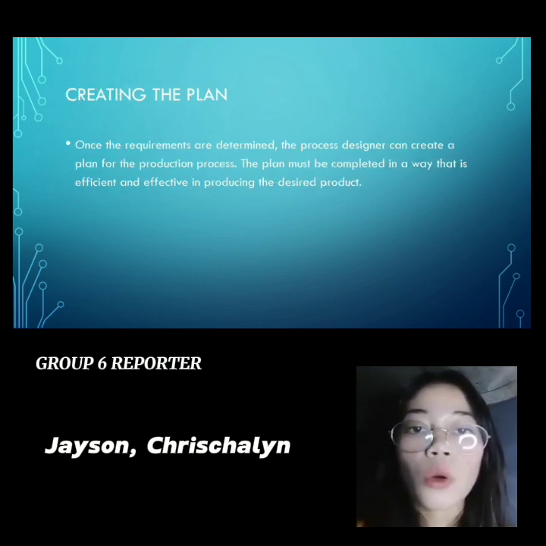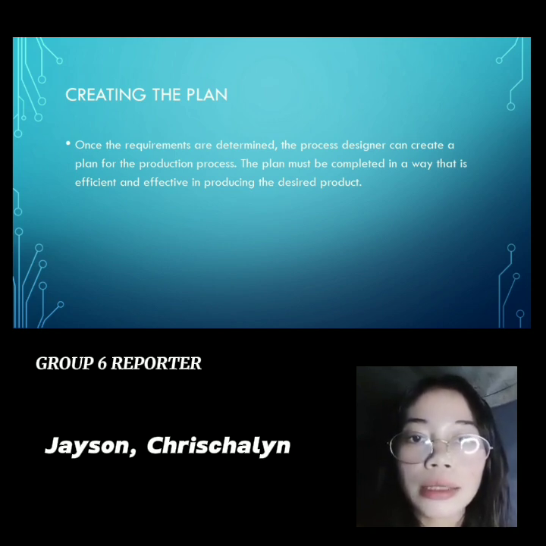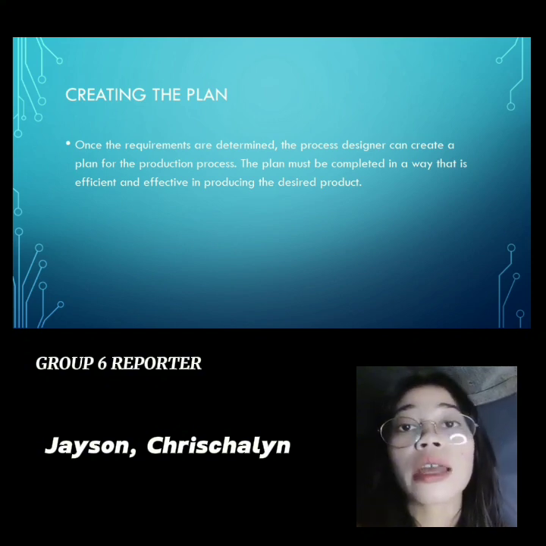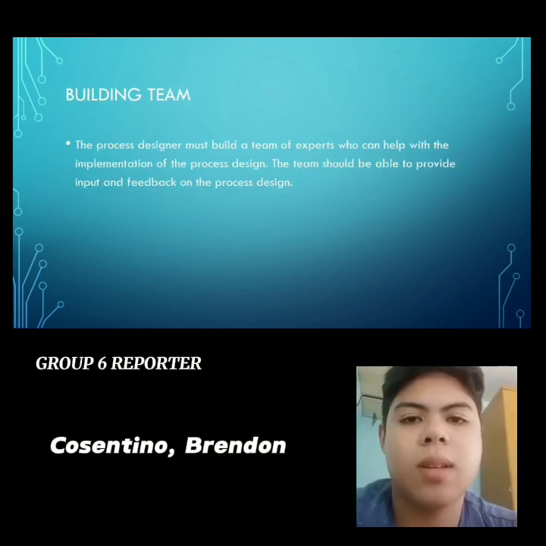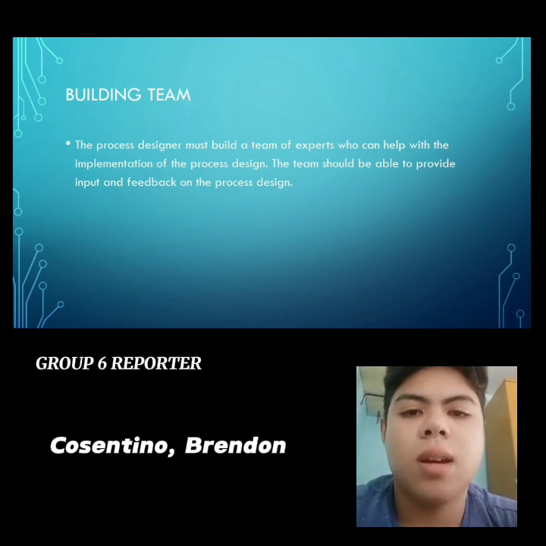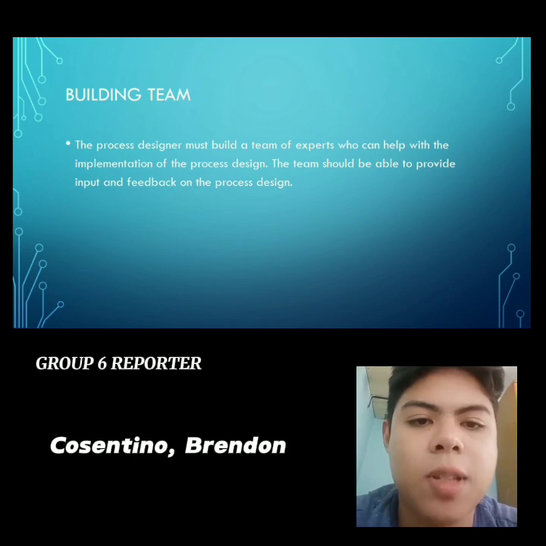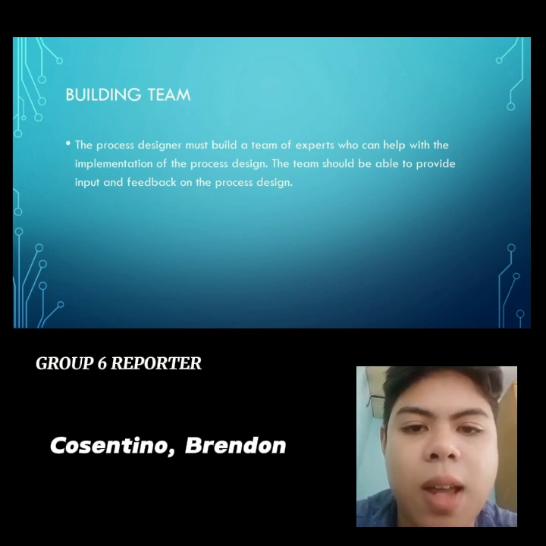Creating the plan. Once the requirements are determined, the process designer can create a plan for the production process. The plan must be completed in a way that is efficient and effective in producing the desired product. Building team. The process designer must build a team of experts who can help with the implementation of the process design. The team should be able to provide input and feedback on the process design.